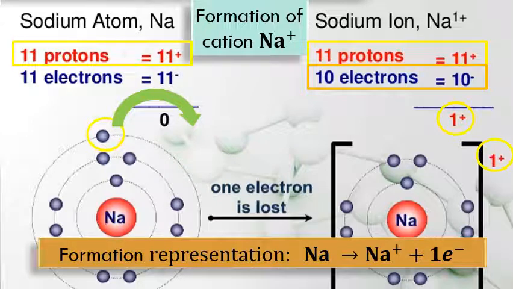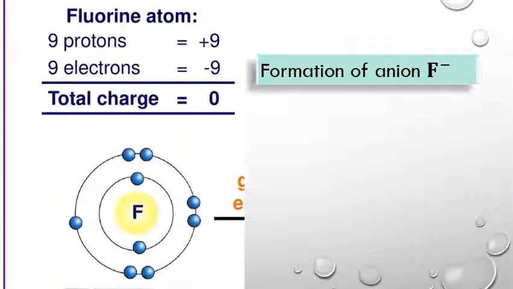If I want to represent what happened here, how the cation Na plus formed, I can say that the formation representation is: initially I had an Na atom, a neutral atom, so I write Na. Then I draw an arrow. It became Na plus ion after it lost an electron, plus the 1 electron it lost. This electron keeps flying in whatever medium we are working with, in the air. The second formation we're going to learn about is the formation of an anion.